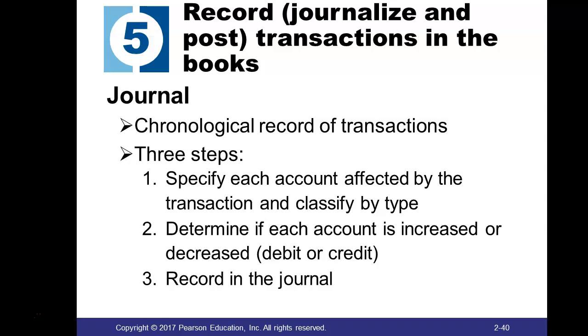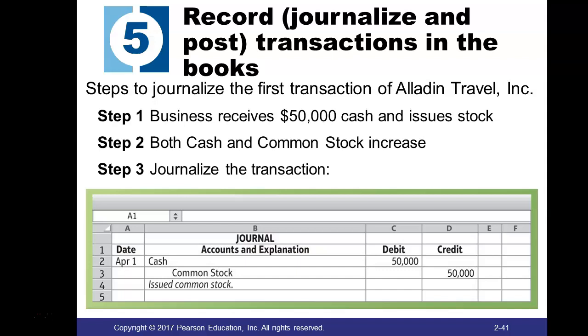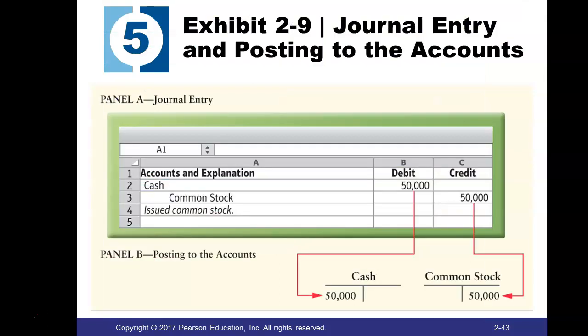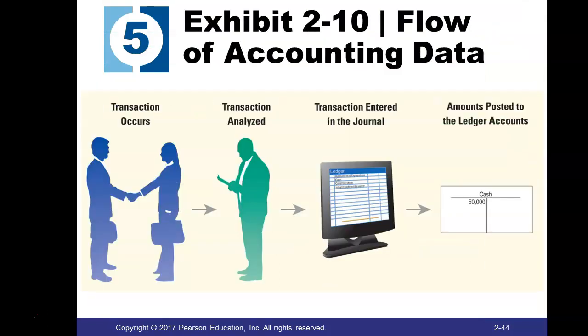So, recording transactions, we're going to identify the transaction by its type. We're going to determine what account is increased or decreased, and we're going to record it in a journal. Simple as that. In the journal, here is an example of a company receiving cash and issuing stock and how it's recorded in a journal. And then we transfer those journals. In this case, cash is a journal, accounts payable is a journal, common stock is a journal, and we're going to transfer them into a ledger, and then we're going to create a trial balance.